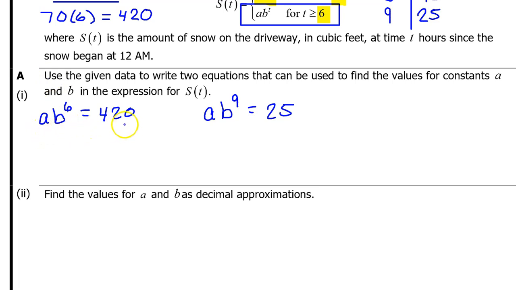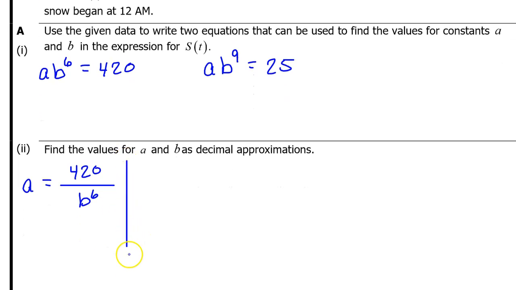Let's start with the first equation and get a by itself by dividing both sides by b to the 6th power. That will give us a is equal to 420 over b to the 6th power. Now we have an expression that we can plug in for a in the other equation. So we will have 420 over b to the 6th power. Okay, I'm putting that in for a, but that will be times b to the 9th power.